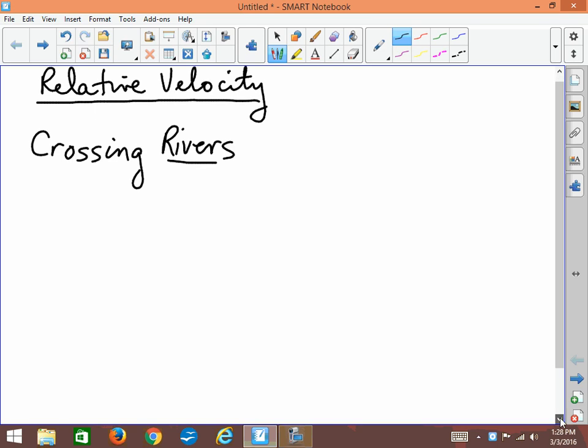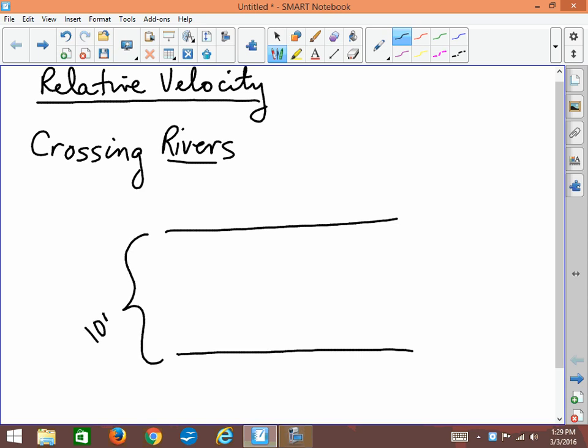Okay, so what I'm going to do is just draw a picture and kind of set it up, and then we'll talk about what happens. Now some of this we've already talked about a little bit, so this will seem familiar. If I draw a river here, and just for the sake of argument, we'll say that the river happens to be about 100 meters across.